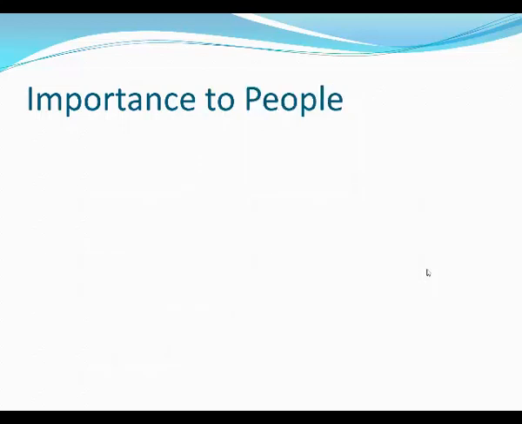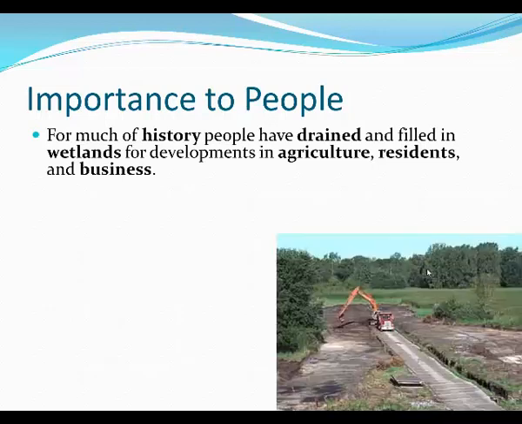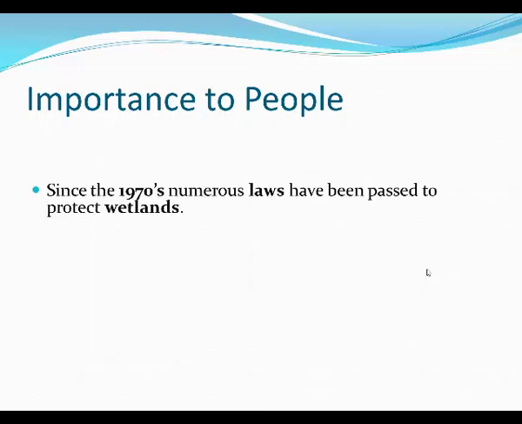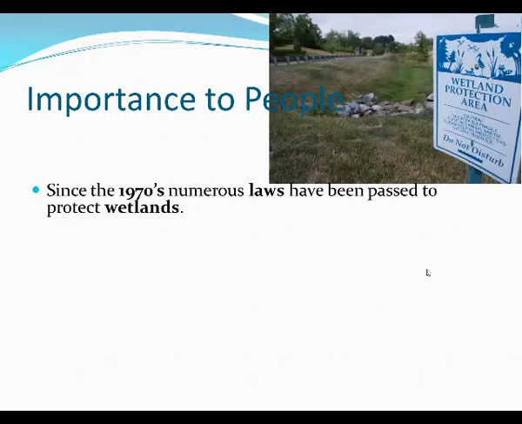Wetlands' importance to people. For much of history, we've drained wetlands, and we have done so in order to develop agriculture, residents, and businesses. This picture represents the draining of a wetland area. Since the 1970s, we have enacted a number of laws that have been meant to protect wildlife and wetlands.